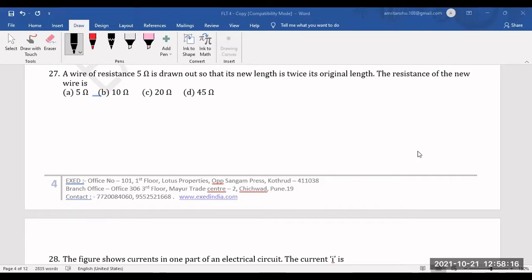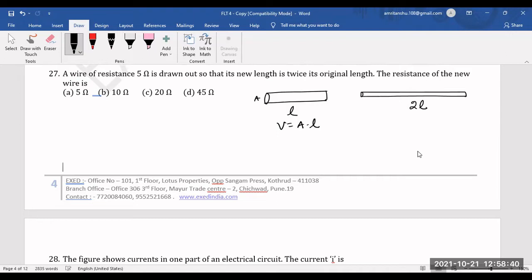In this question, the length of the wire is made twice. If you stretch the wire so that the length is made twice, the volume of the wire remains the same. If this length is L and the area is A, the volume is A into L. So to keep the volume the same, the area of cross section becomes A by 2. You can see 2L into A by 2.